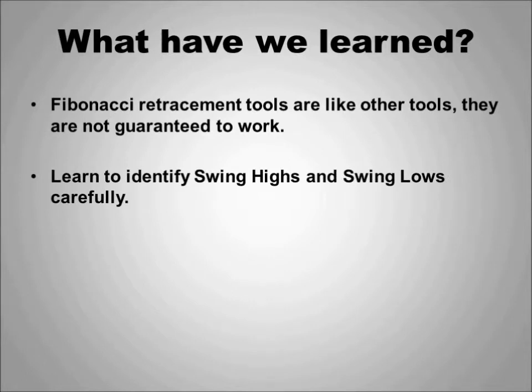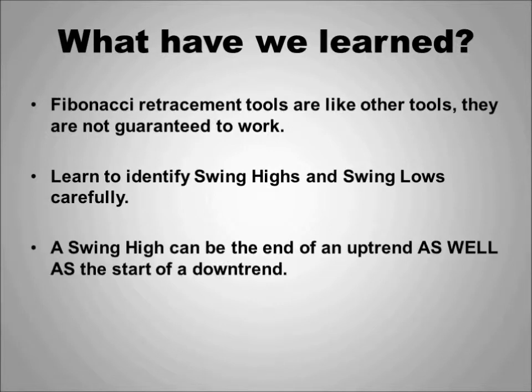Also, we've learned how to identify the swing highs and the swing lows. This is very important when we're using Fibonacci. We have to know where the swing high is and where the swing low is, and they have to be exact. No exceptions. A swing high can be at the end of an uptrend as well as the start of a downtrend. So, either a swing high or a swing low can either begin a trend or end a trend. So, keep that in mind.